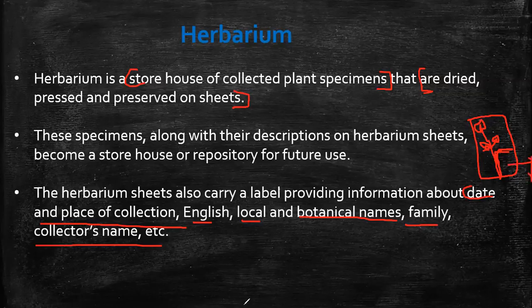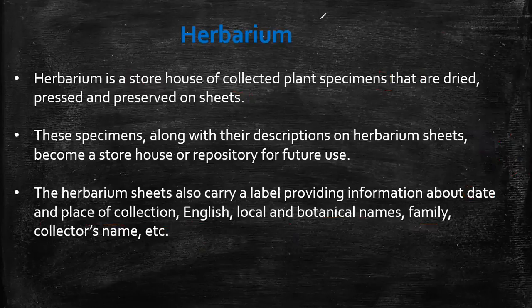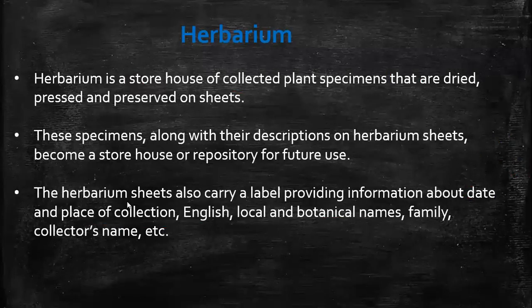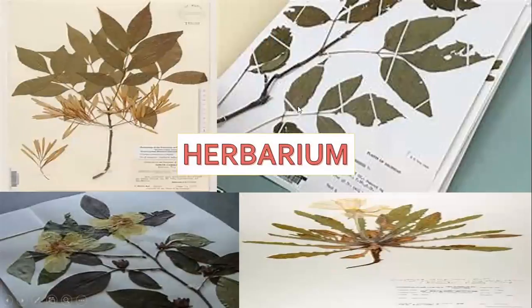And the label of a herbarium sheet doesn't contain the information on, one NEET question. All these points were given, and the answer option D was the answer. Height of the plant. Height is not given in the label of the herbarium sheet. This is the herbarium where plants are stored. Dried, pressed and preserved specimens of plants.